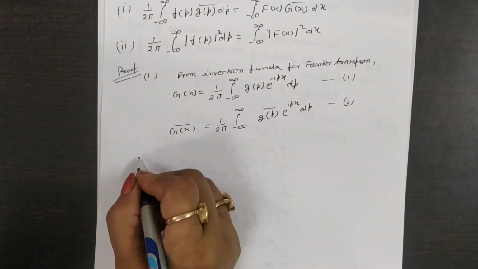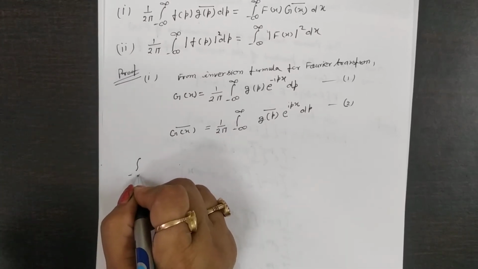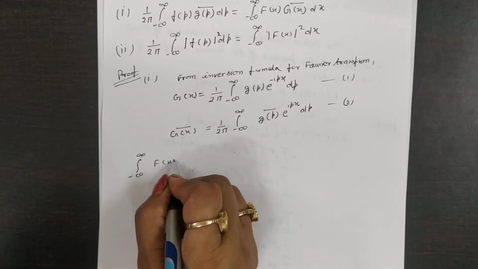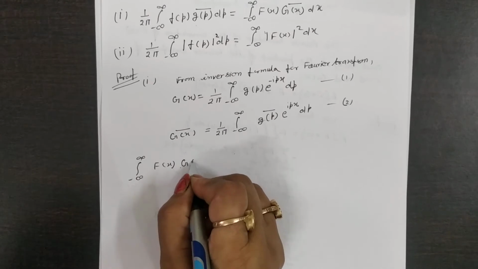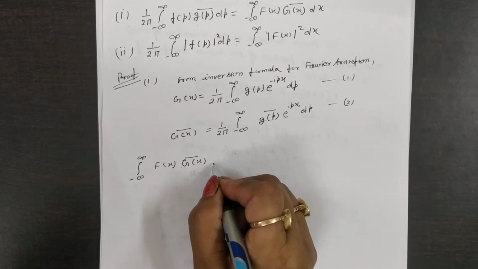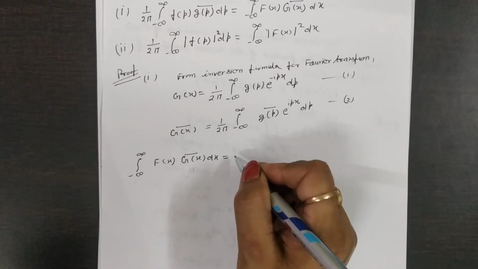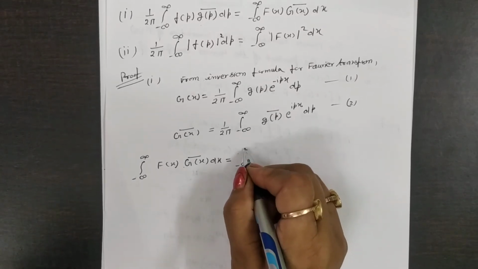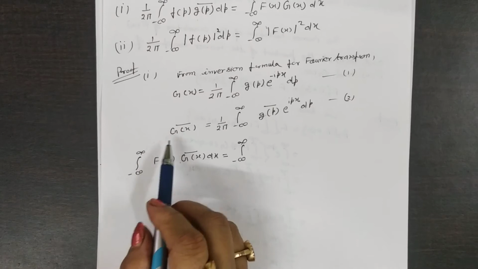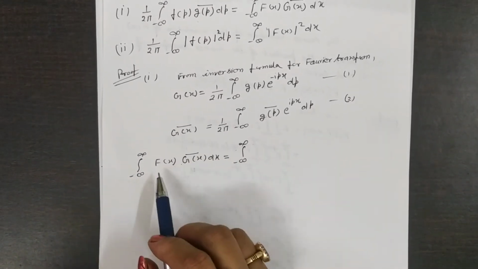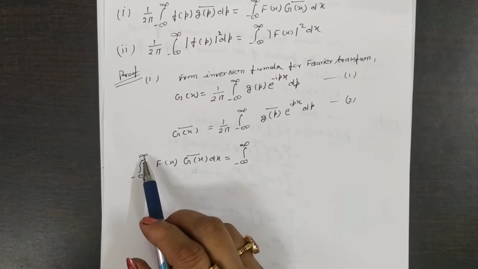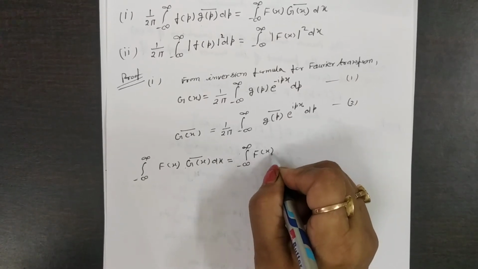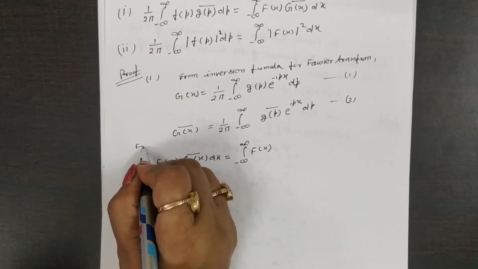the first property, that is, the integral from minus infinity to infinity of f(x) g bar(x) dx is equal to, operating here, minus infinity to infinity. That is, in this equation number 3, multiplying both sides by f(x) and integrating from minus infinity to infinity. So this becomes f(x), actually from equation 2.